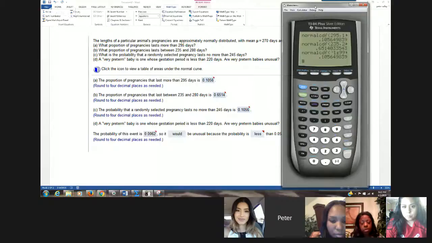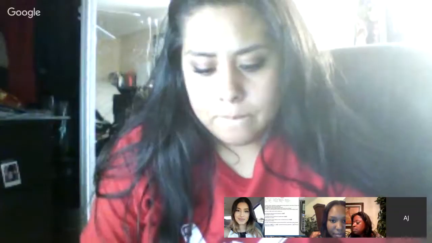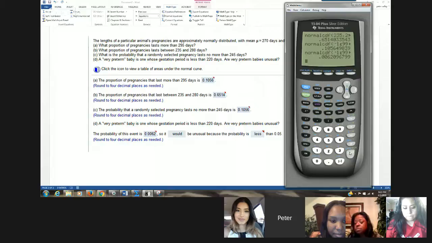Okay, D says a preterm baby whose gestation period is less than 220, are preterm babies unusual? In statistics, it sometimes sounds like they're asking for your opinion and they want to get your thoughts. They don't. They don't want your opinion. They want some fact. So we're in the middle of norm CDF. First thing I want to do is calculate that probability of getting smaller than 220. So norm CDF, I have a lower bound, upper bound is up to 220, and that's where we're getting the 0.006.